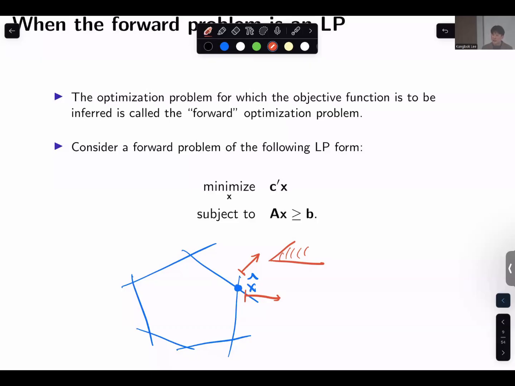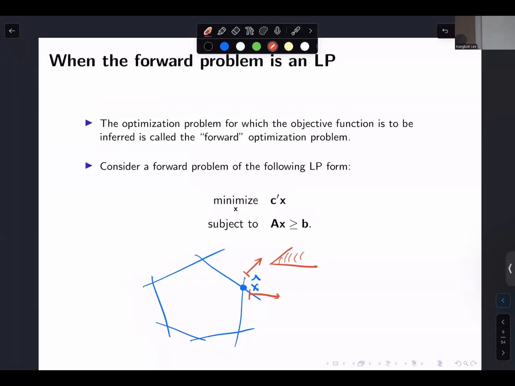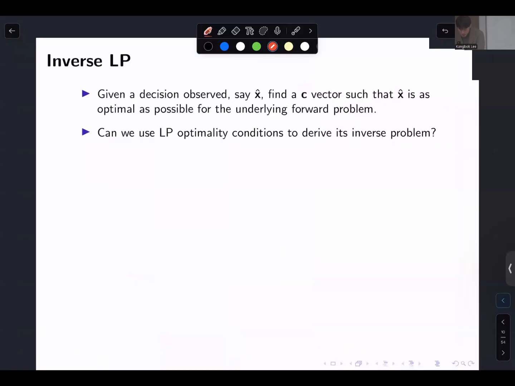Dual feasibility and complementary slackness, or strong duality. So all I'm saying is that this problem is equivalent to finding a C vector such that the given solution X hat satisfies both dual feasibility and strong duality, or equivalently, complementary slackness. Okay, so we can use LP optimality conditions to derive its inverse problem, given that LP.